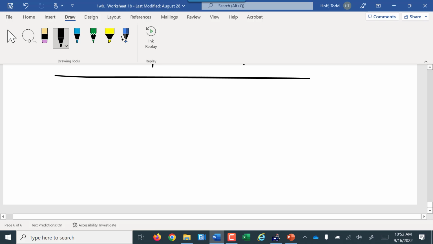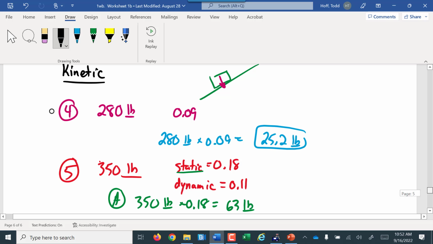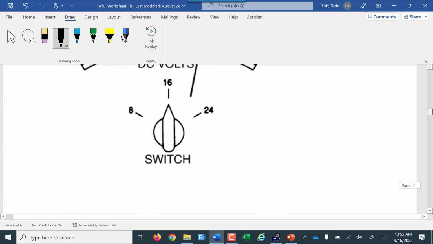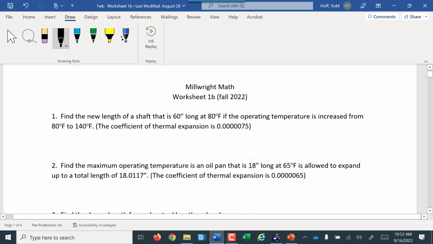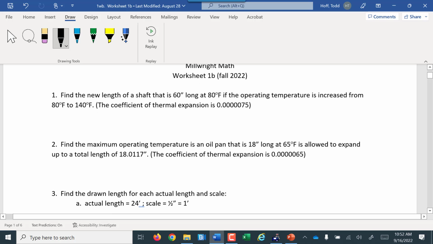Okay, so now we're moving on to the second worksheet here. So this is worksheet 1B. Our first topic on the second part is thermal expansion.